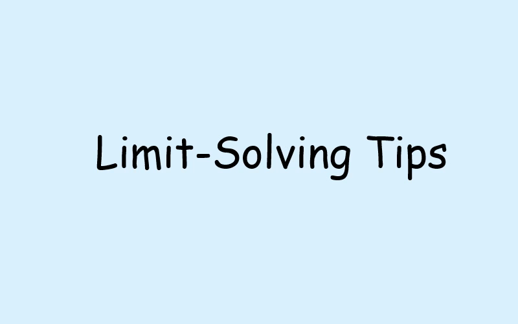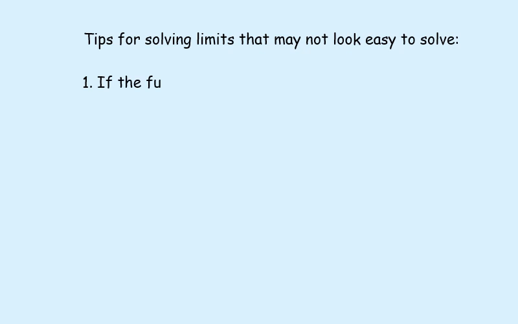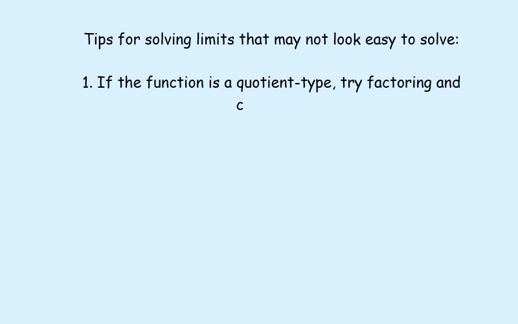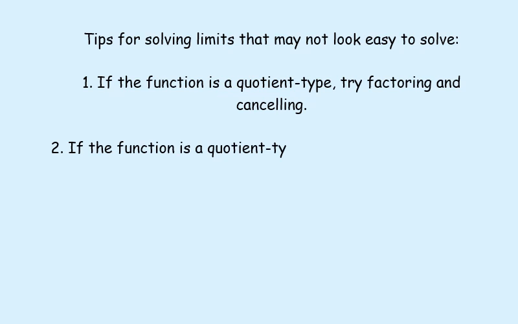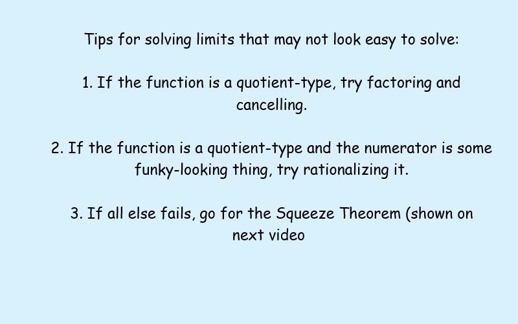Now for some tips to solve limits that may not immediately look easy to solve. So first, if the function is a quotient type, so in other words it's something divided by something else, you can try factoring and canceling. Number two, if the function is a quotient type and the numerator is some funky looking thing like a square root or multiple fractions, you can try rationalizing it. And third, if all else fails, go for the squeeze theorem, which will be shown in the video for tomorrow.